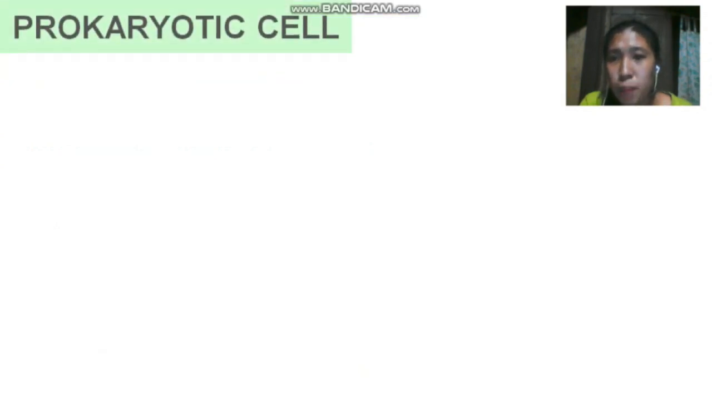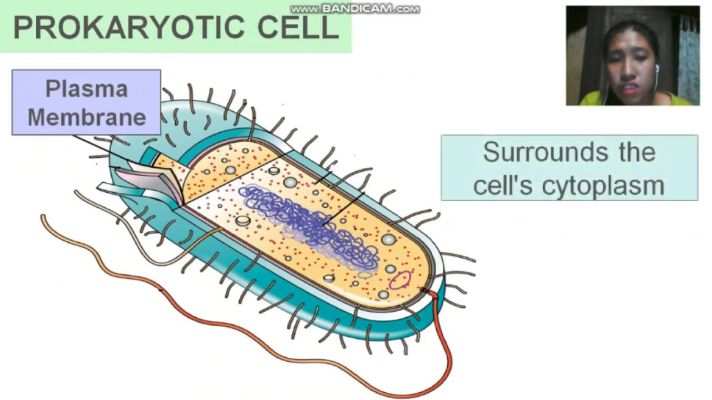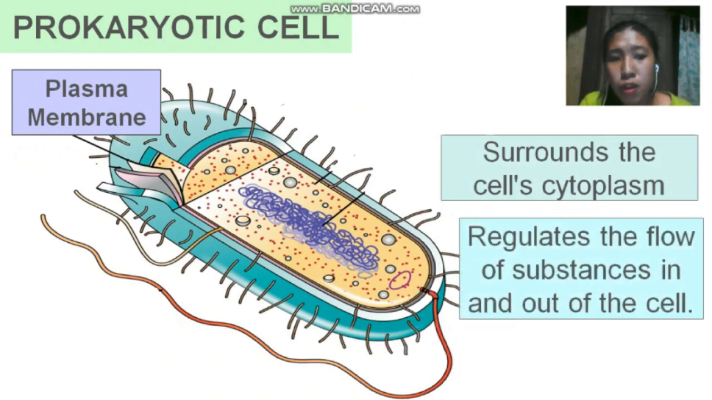So regarding the diagram of the prokaryotic cell, the first part of it is called the plasma membrane that surrounds the cell cytoplasm and regulates the flow of substances in and out of the cell. This part is very important because it contains proteins and lipids, particularly phospholipids. However, the type and the number depend on the species. Additionally, it is also the main site for metabolic processes such as respiration, photosynthesis, and fermentation.